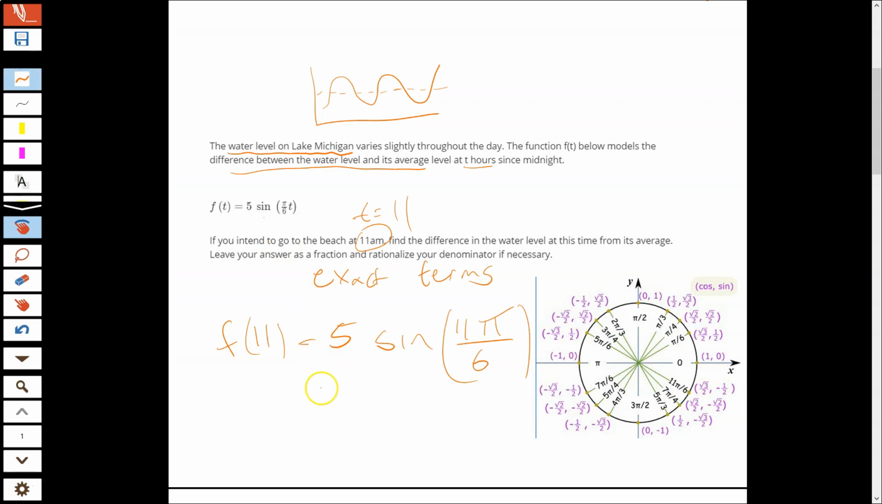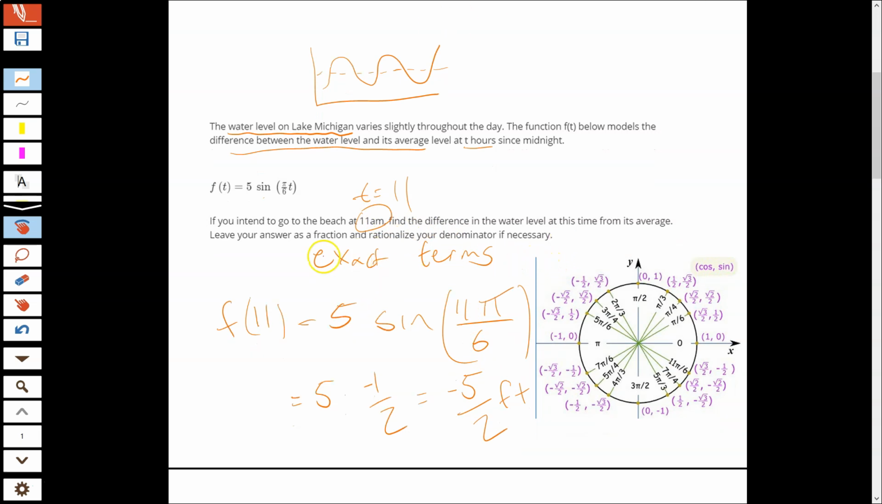Okay, so what I'm going to do is I'm going to replace that with this whole sine expression is equal to 1/2. And that's that, right? So 5 times negative 1/2, well, that's negative 5 over 2. And we don't need to rationalize because we didn't have any square roots. And then, what are we talking about? Negative 5 over 2 feet, I guess we'll say. I didn't give you units, we'll say it's feet.